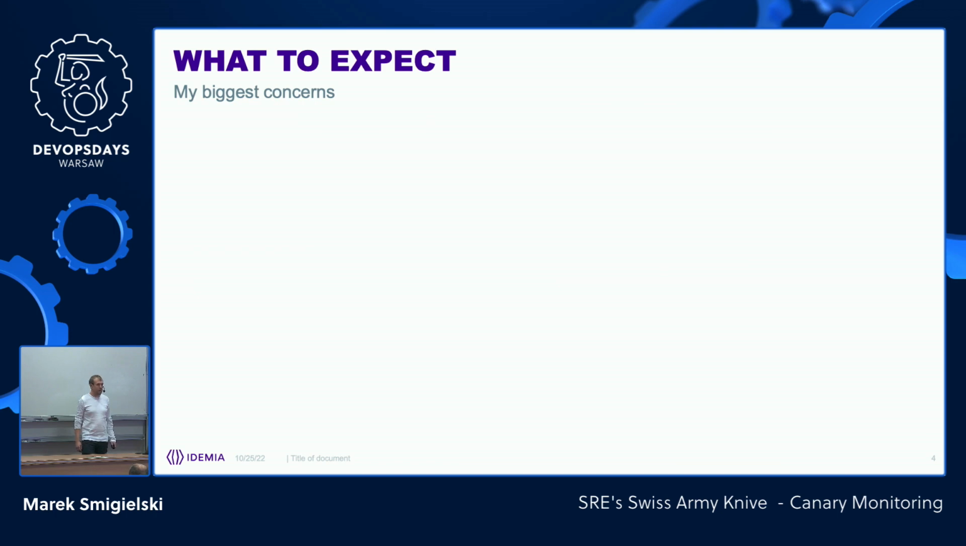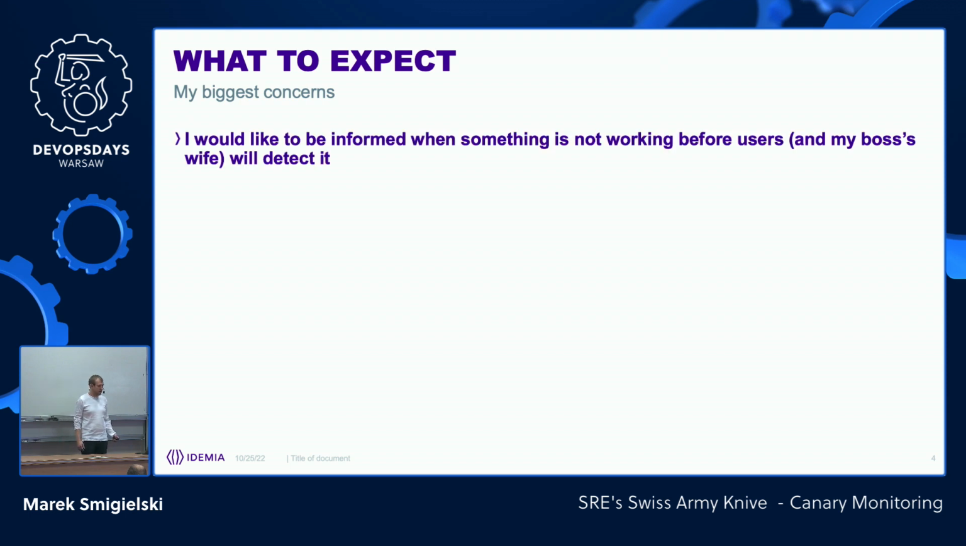And what to expect from today, or more like what are my needs in day-to-day work and how I see it. First, I would like to know whether the system I'm responsible for is working or not working before the customers notice that. A good example I heard just half an hour ago is that WhatsApp is down, so that kind of need is quite valid.